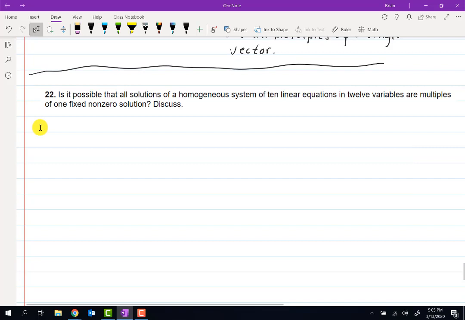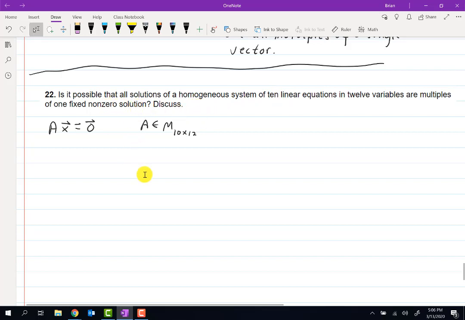Next we have, is it possible that all solutions of a homogeneous system, so once you see homogeneous, you're looking at a system like this. And always, when they're talking about that, you immediately want to start focusing on the null space. We have that A is in, let's see, 10 equations in 12 variables. So it is a 10 by 12 matrix. And what does it say? Is it possible that all their solutions are multiples of one fixed non-zero solution?